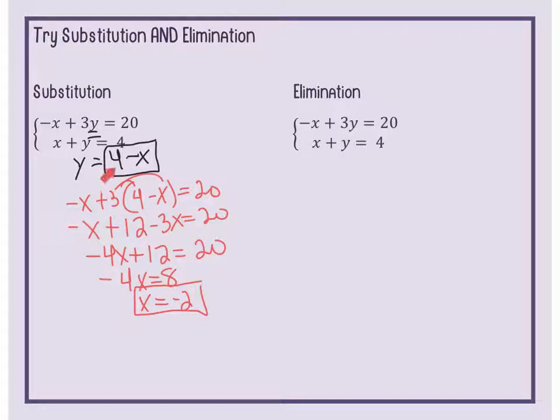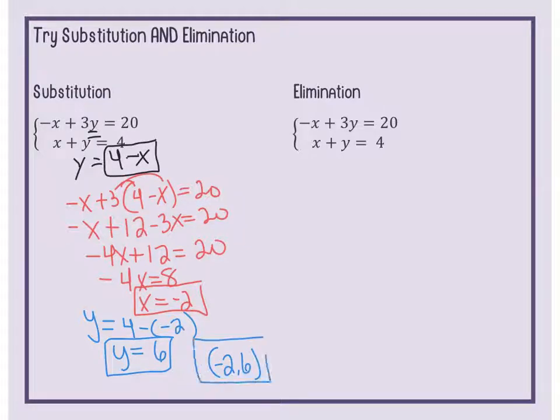Now you're going to go back to the equation that you already solved for. You can actually plug this in here, or you can even plug it in here. Since that one is already solved for y, the black one that I wrote, I'm going to go ahead and plug it in there. So 4 minus negative 2 becomes 4 plus 2. My answer is y equals 6. Your final answer needs to be written as an ordered pair. Negative 2 comma 6 is the only ordered pair that'll make both of those true.